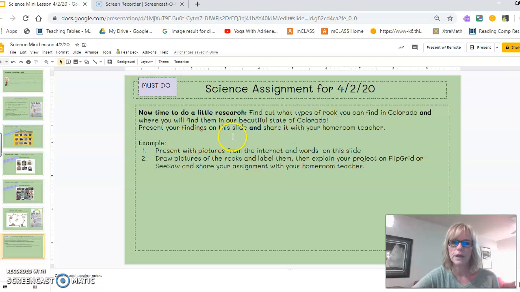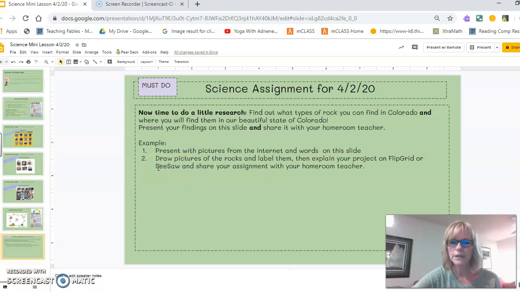You're going to present your findings on this slide that you're going to find in Google Classroom, and then you're going to share it with your homeroom teacher. If you're wondering, what does that look like? What are you talking about, Miss Doyle? Here's an example. You could present the information you found with pictures from the internet. You might find a specific kind of rock and then put the picture on this slide and label it. Make sure you use those text features and explain what you mean on the slide.